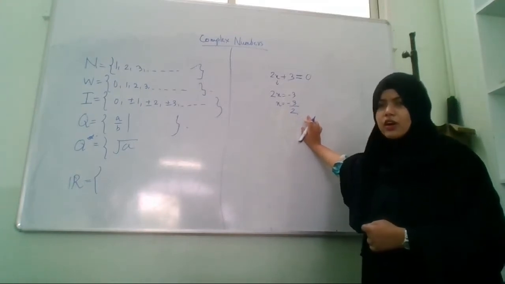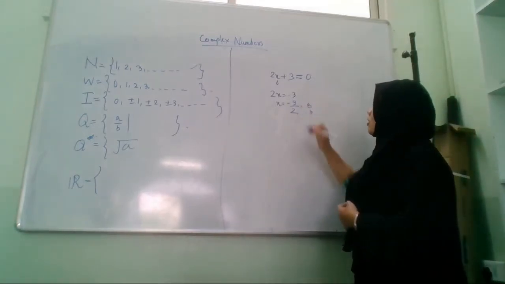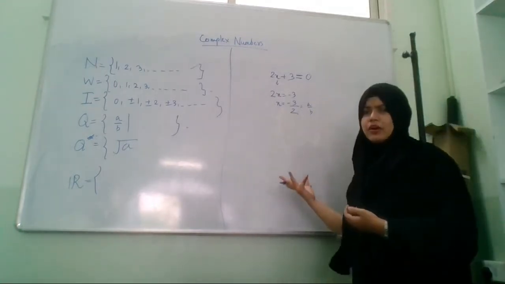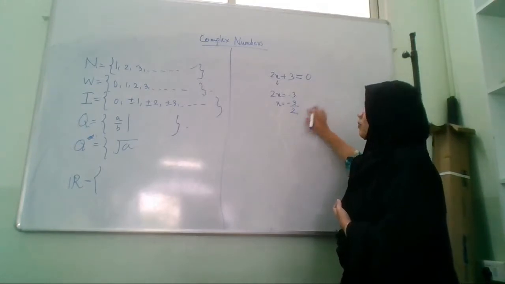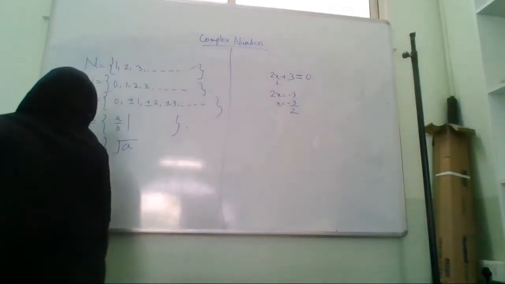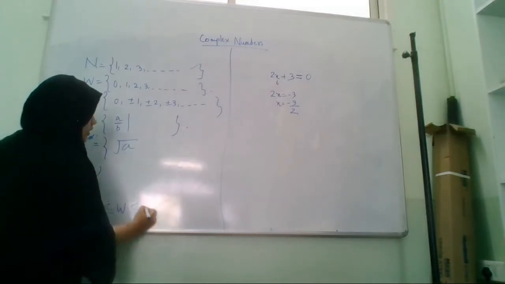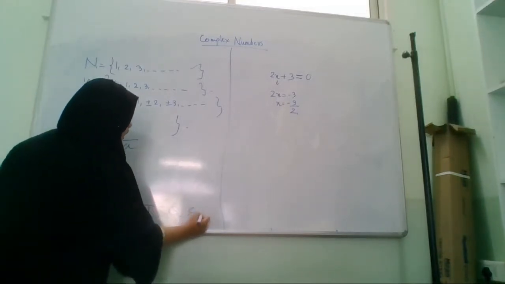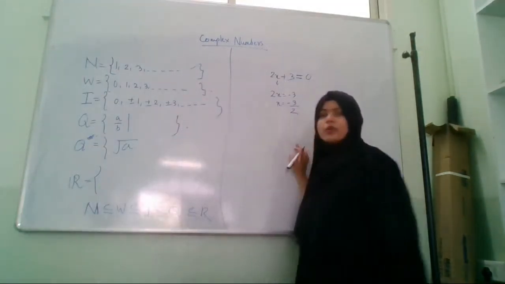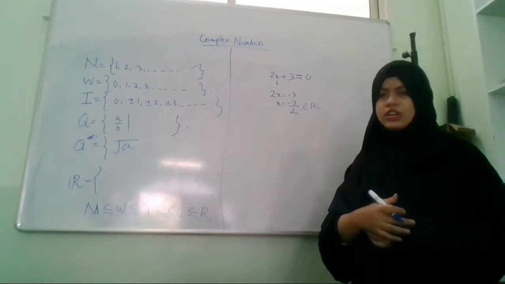Is it a natural number? No. Because this is of the form a upon b, right? So this is a rational number, or you can say this is a real number, because the real numbers contain all these sets. So here we have got one solution in real numbers. So this equation has a solution in real numbers.